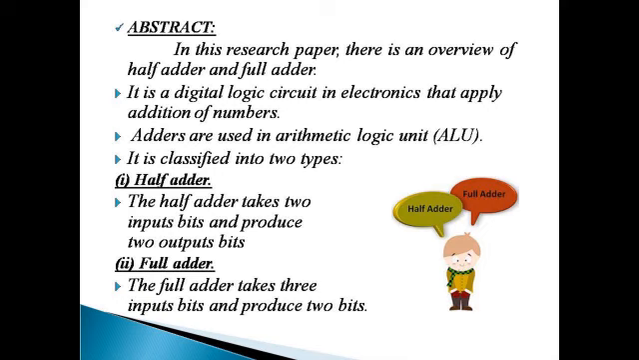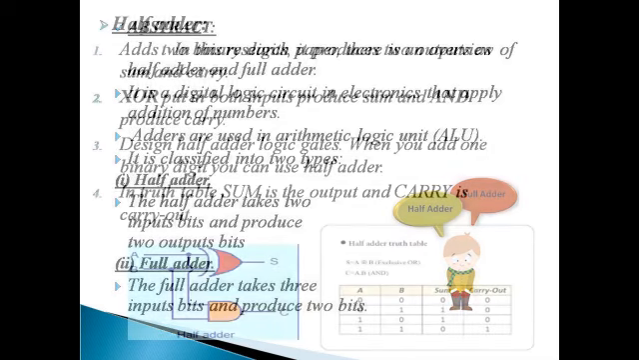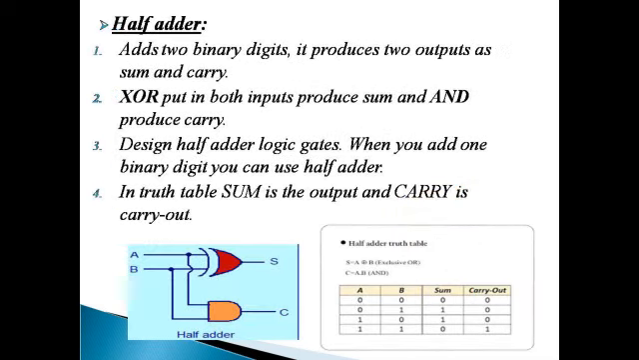Half adder takes two input bits and produces two output bits, whereas full adder takes three input bits and produces two output bits. Now we will discuss half adder more thoroughly. Half adder adds two binary digits. It produces two outputs, carry and sum.